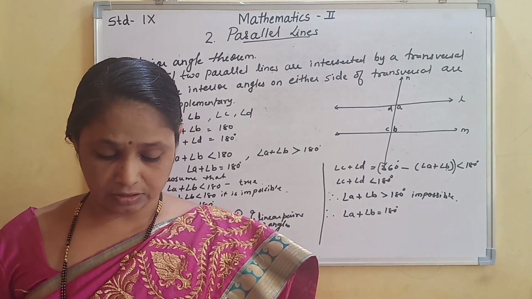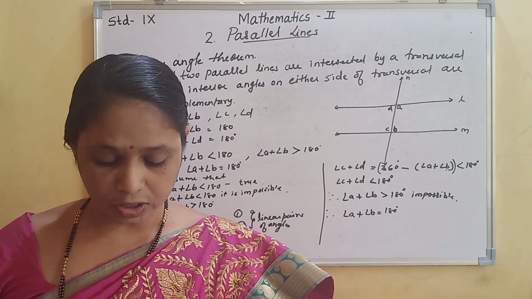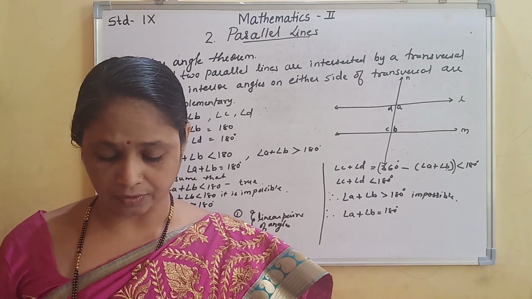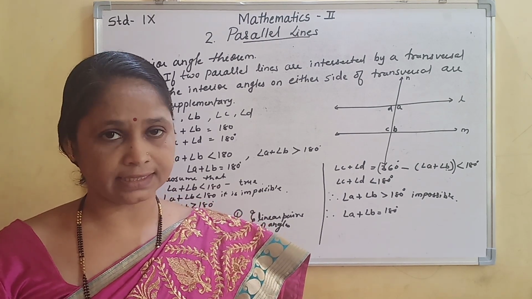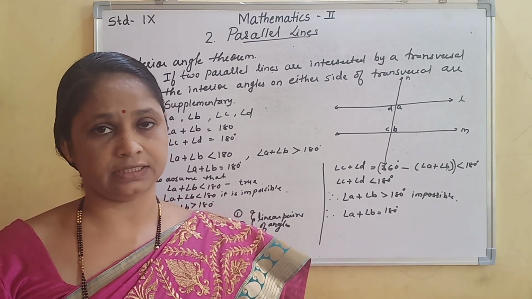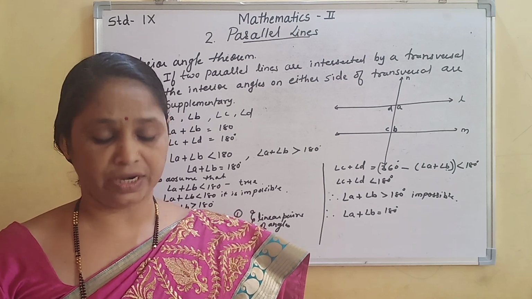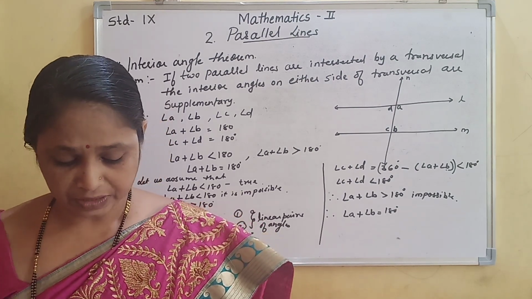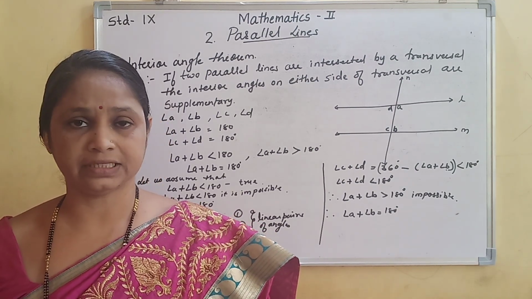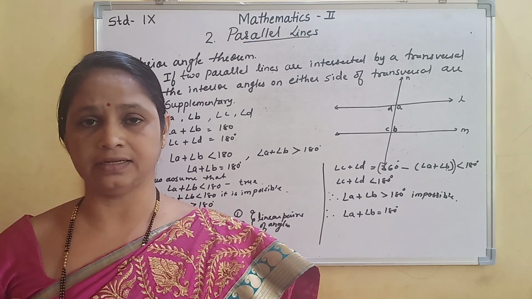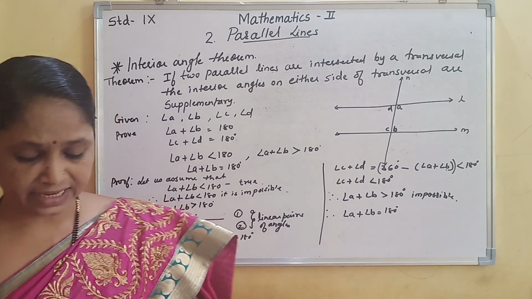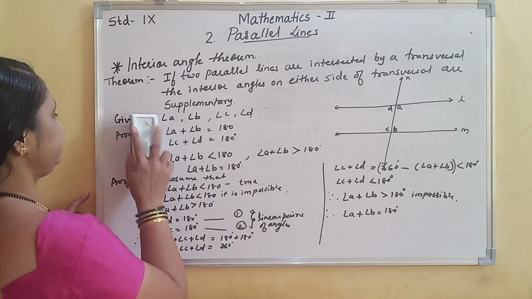Now in this proof, because of the contradiction we have, these possibilities have arisen, so we are able to prove that this sum is equal to 180 degrees. Now see, next we have to study the next theorem, that is the corresponding angles and alternate angles theorem. Okay, next type of theorem we will see.